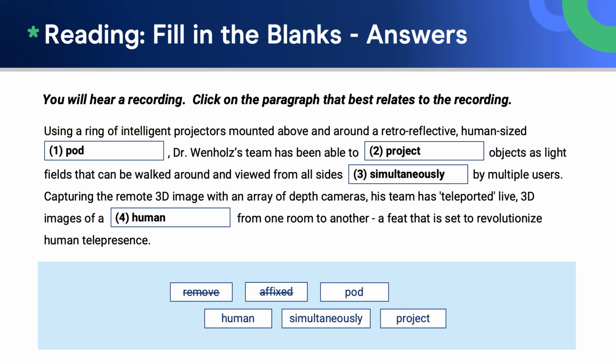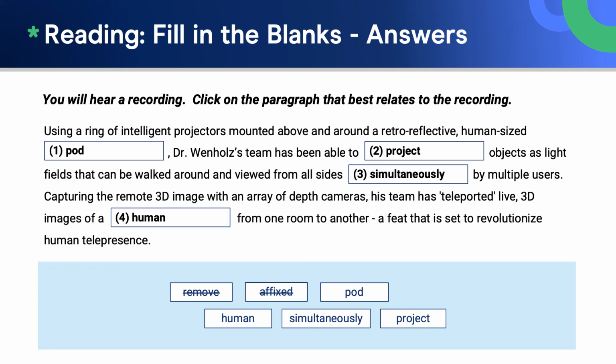How was that? Fill in the blanks is all about collocations, or your ability to make natural sounding phrases. Let's take a look. So cylindrical pod was the first one. There's really no other noun that fits with the adjective cylindrical, so it must be pod.